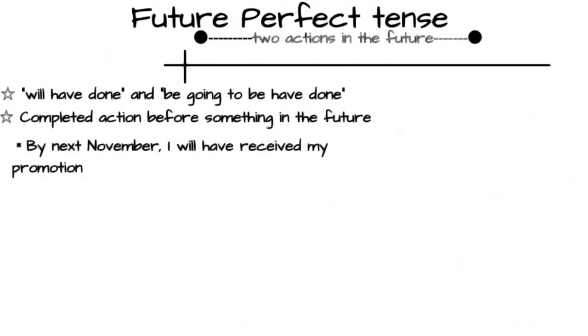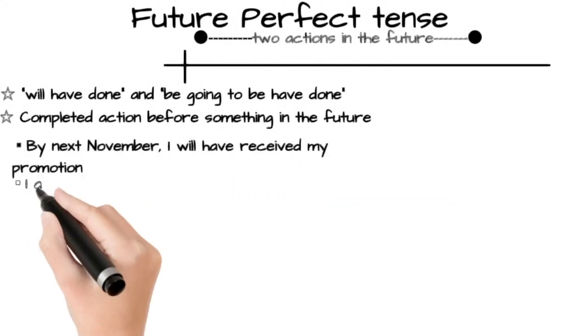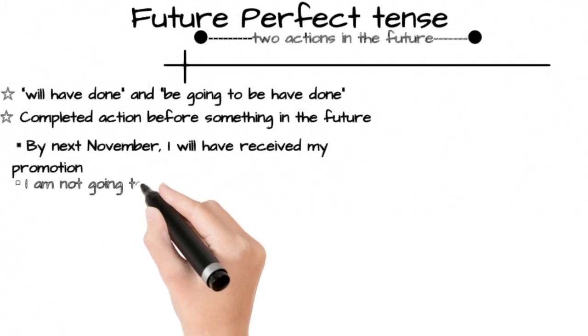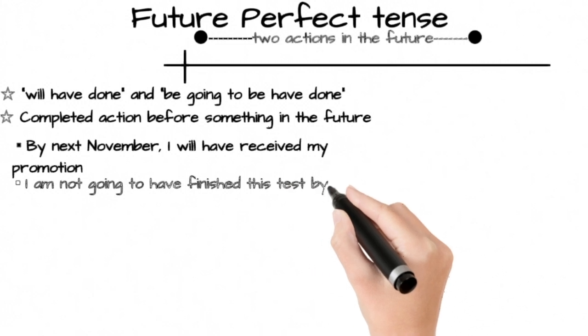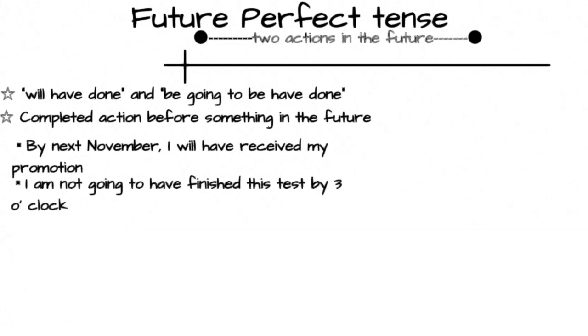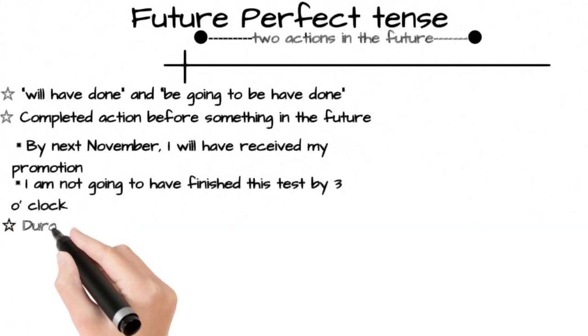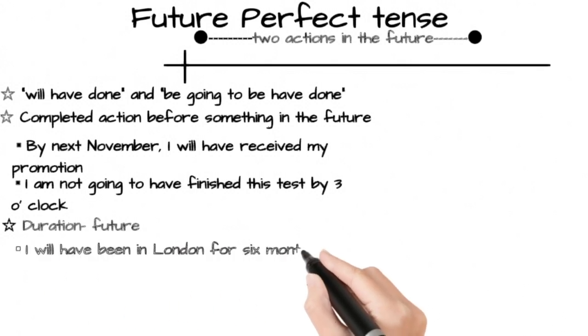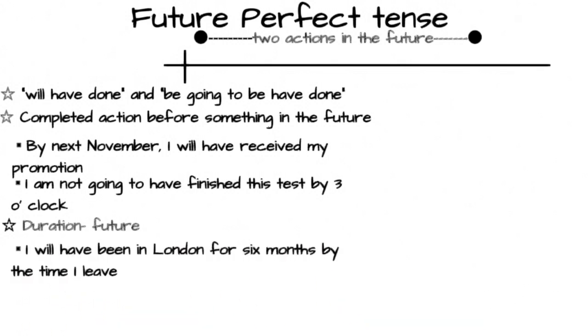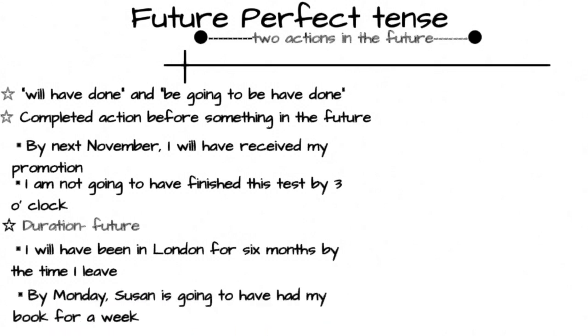For example, by next November, I will have received my promotion. Another example, I'm not going to have finished this test by 3 o'clock. It is also used for duration before something in the future. We use the future perfect tense to show that something will continue up until another action in the future. For example, I will have been in London for 6 months by the time I leave. Another example, by Monday, Susan is going to have had my book for a week.